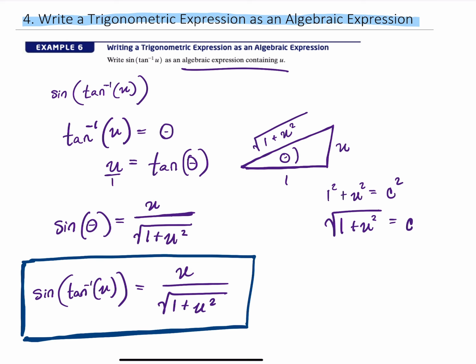So this followed the same procedure as our last subsection. We have an inverse trig function inside of another function. So take the one that's inside, set it equal to an angle, undo the inverse trig function. This time we took the tangent of both sides. We use this statement to build a triangle, and then use the triangle to answer the outer trig function. So if you see this kind of request, write something as an algebraic expression, that's what they're talking about. This result here is an algebraic expression. It's no longer trigonometric.